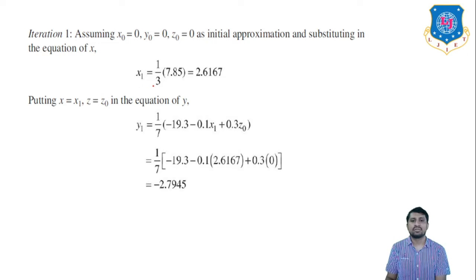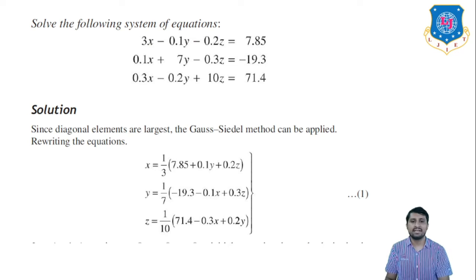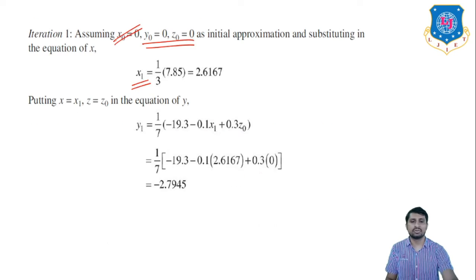Now assuming x0, y0, z0 are 0. So the value of x1, we just have to take y0, not x0. y0 and z0 you have to take 0, right? So in the first iteration y0 is 0 and z0 is 0. So what is your first iteration? x1 is definitely 7.85 divided by 3. So you will get 2.6167.